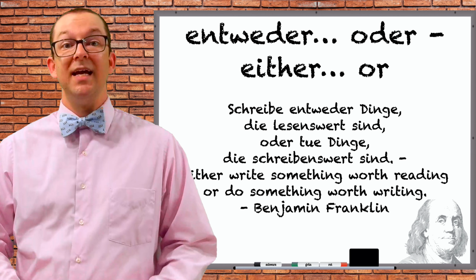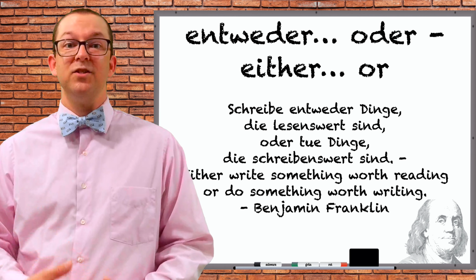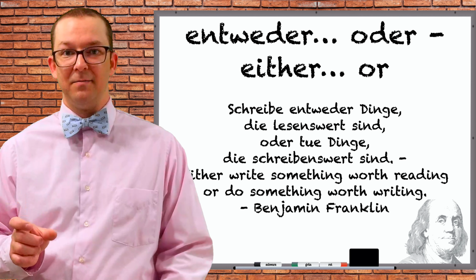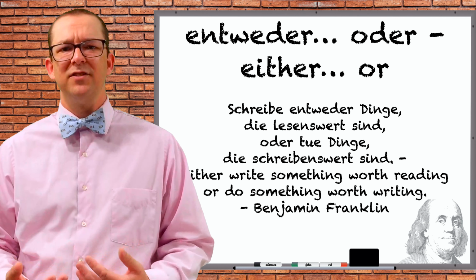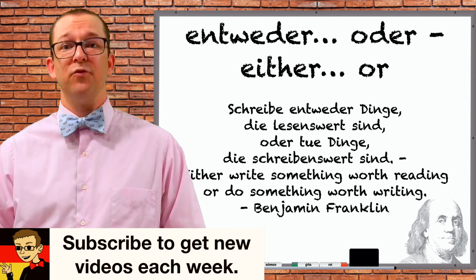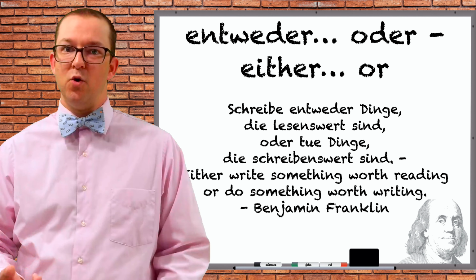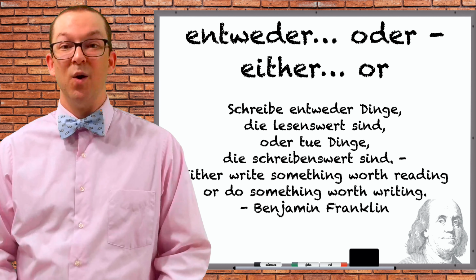Benjamin Franklin. In this version, you see that entweder isn't at the beginning of its clause. This is due to the special nature of entweder. I can put it at the beginning of the sentence or just after the verb. I could have said it with entweder as the first word and it would have still been correct. Just don't forget that while oder can be used on its own, entweder cannot. It must be used in conjunction with oder.